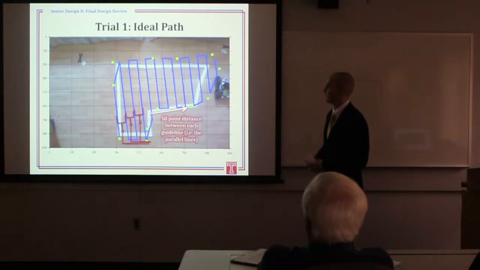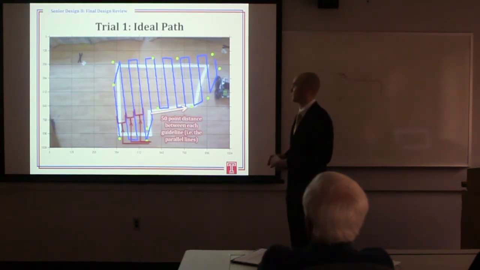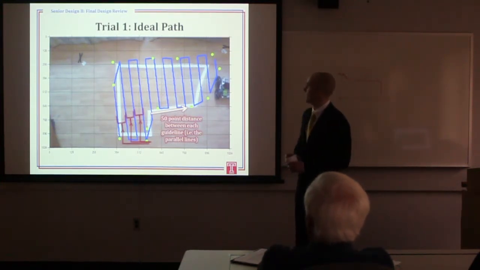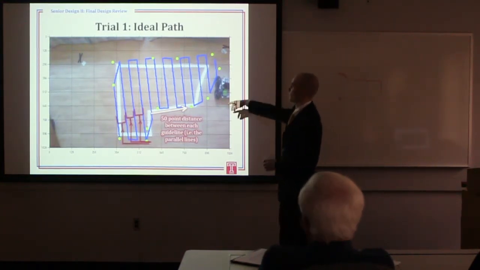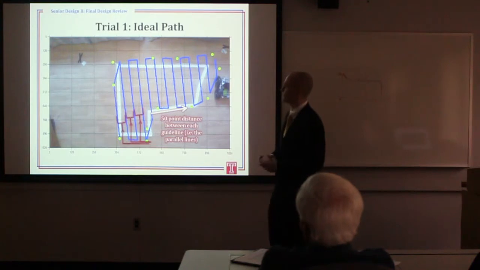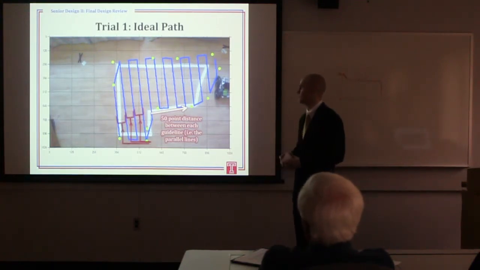This is the ideal path that it generated from the actual border detection. The green points are all of our corners. As you can see, there are actually more corners than there are of the white line. That is due to irregular turning.